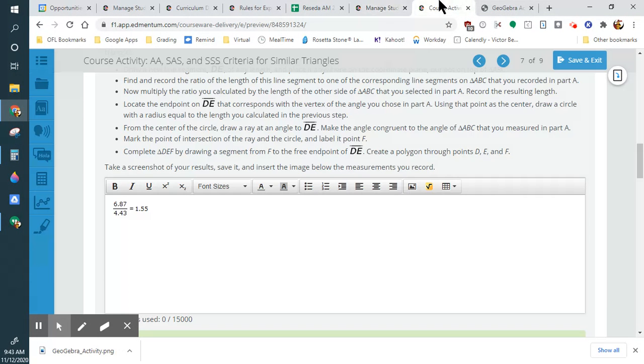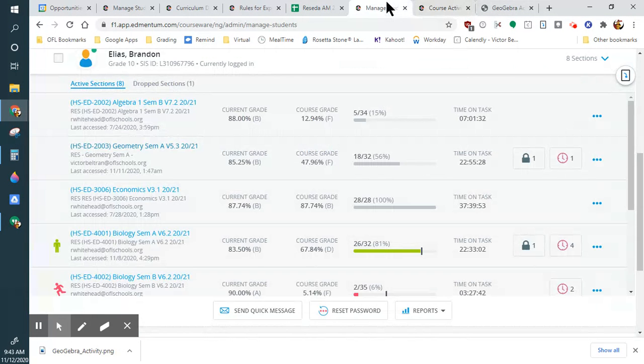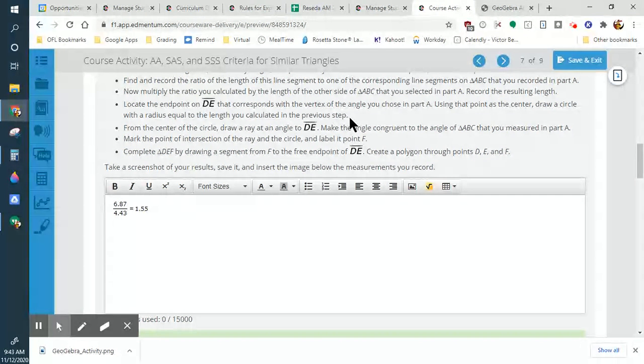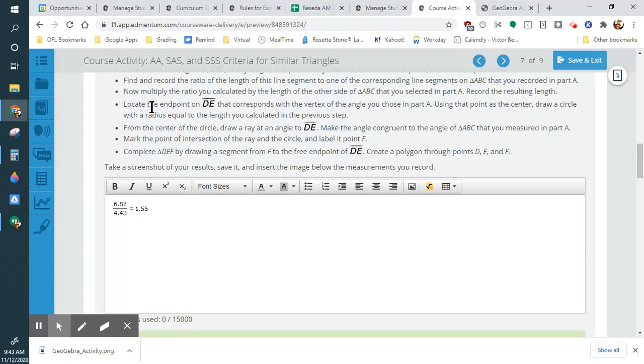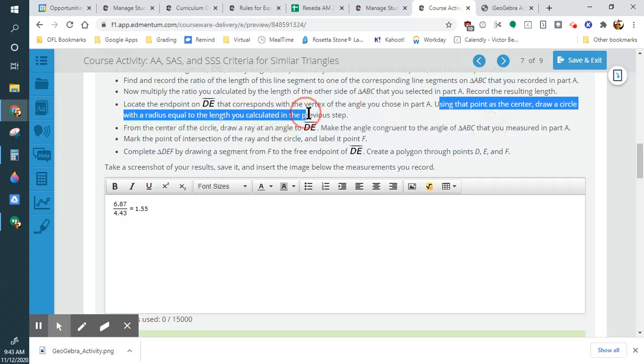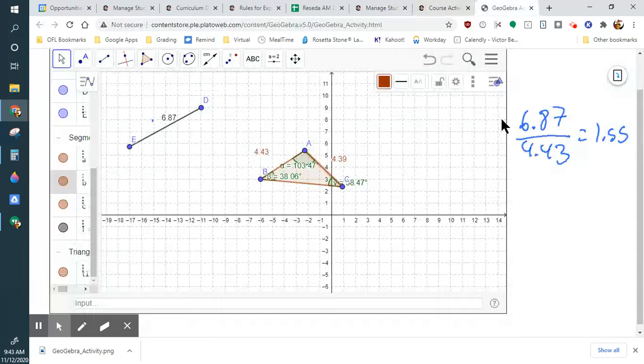So again, using the point as the center of a circle. What this is saying is we need to multiply that fraction we got by one of the lengths that we got. And then we're going to have to find the length of a triangle by using a circle and a radius. Okay? Circle and a radius.